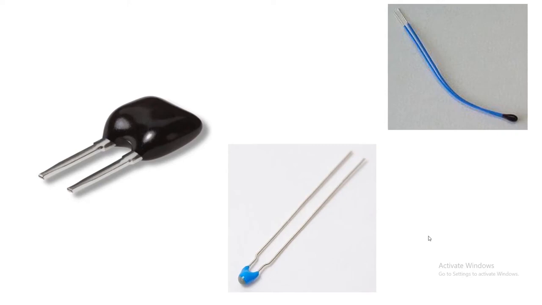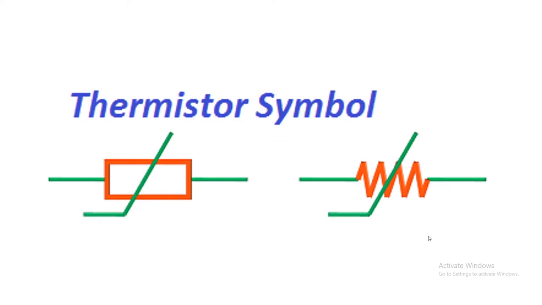When the temperature becomes very high, the resistance of this resistor will become very high. When the temperature becomes very high, there will be chances to damage our circuits. So this resistor will help us to increase the resistance to stop the flow of current. When the resistance becomes very high, there will be a chance to stop the flow of current. This is the symbol of the thermistor. When you see this type of symbol on a schematic, you understand that this is the thermistor.